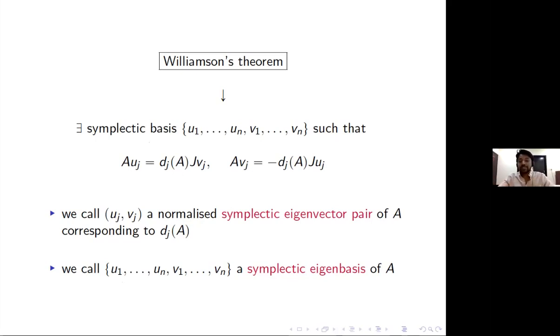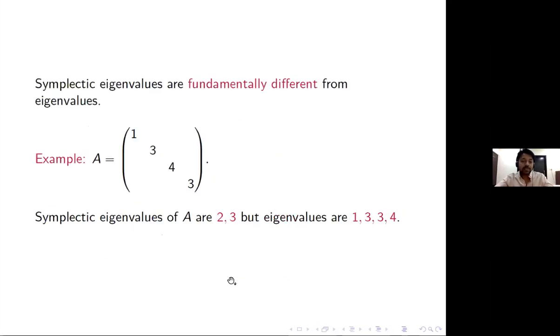Again, both the notions are fundamentally different. For example, given a symplectic eigenvalue, we deal with a pair of symplectic eigenvectors, whereas in the case of eigenvalues, at a time we only deal with a single vector. And this is also illustrated with this example.